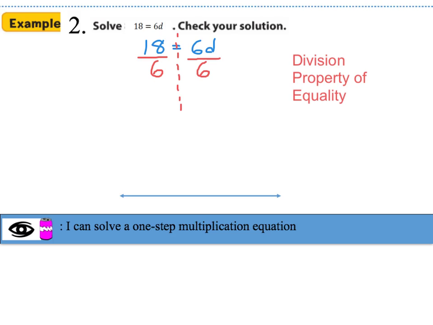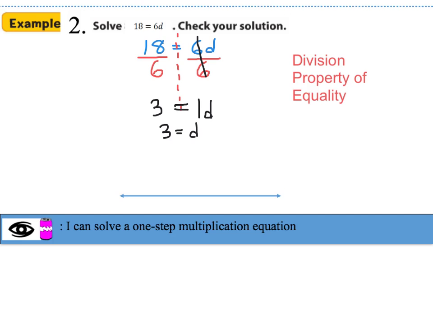Now that we've done that, let's go ahead and divide 6 divided by 6. Well, that goes away and that becomes 1d. Let's drop the d right next to it. And on the left hand side, 18 divided by 6 becomes 3. So the value of d is equal to 3. Now remember, you don't even need that 1 in front of the d, but some people like to place it, some people don't.